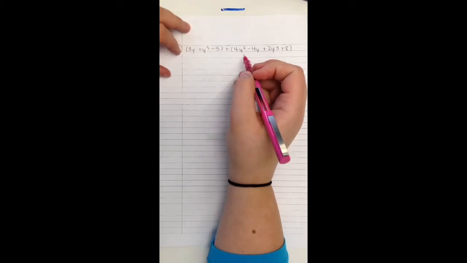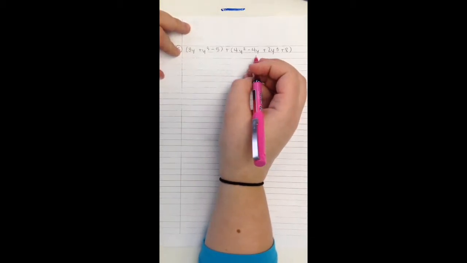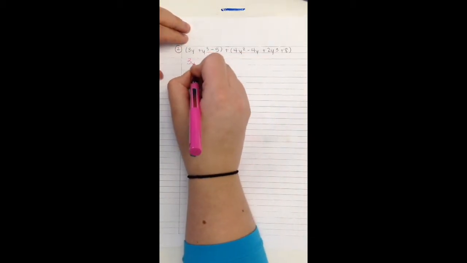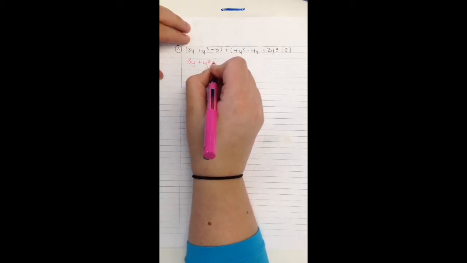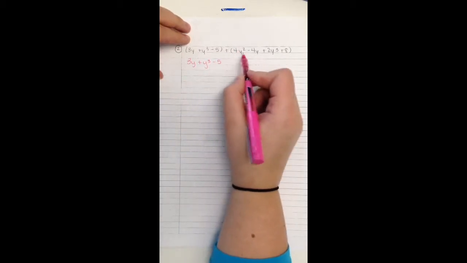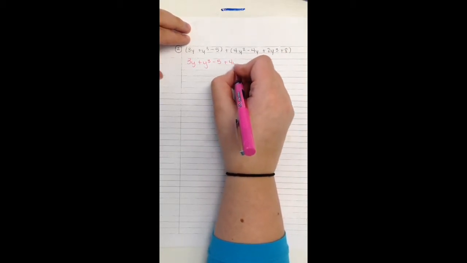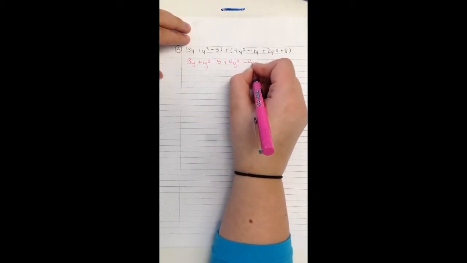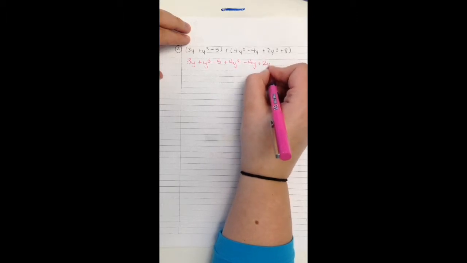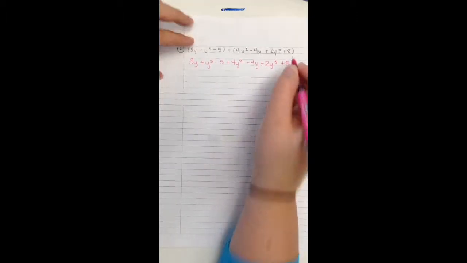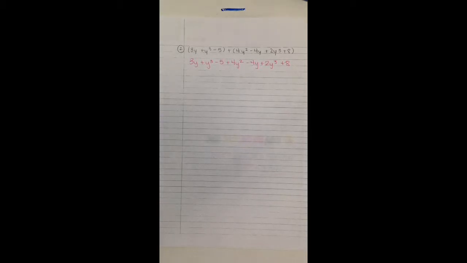So let's start rewriting our sum without parentheses. So I have 3y plus y cubed minus 5. I'm adding, so my signs will stay the same. So I have plus 4y squared minus 4y plus 2y cubed plus 8. Now I'm going to group my like terms.